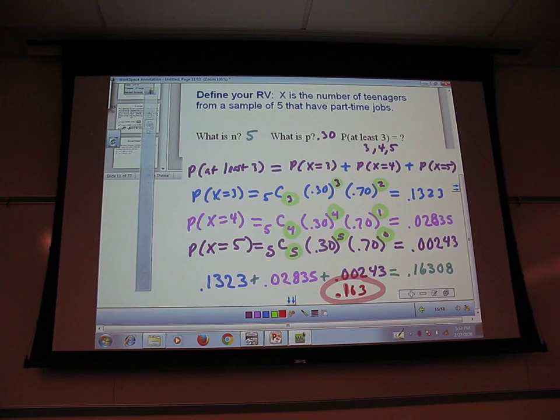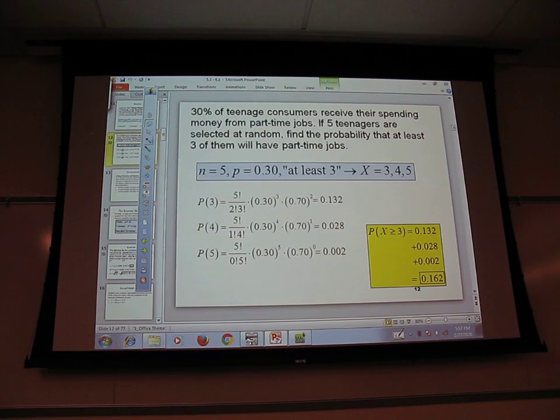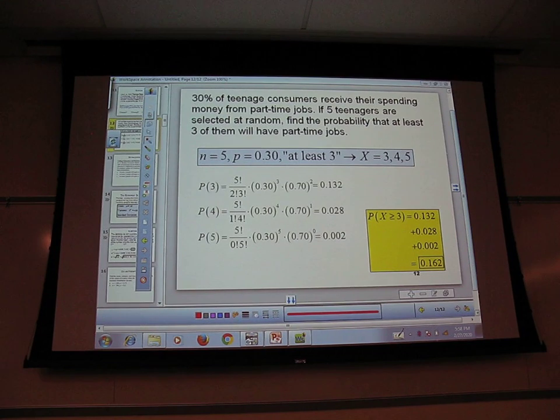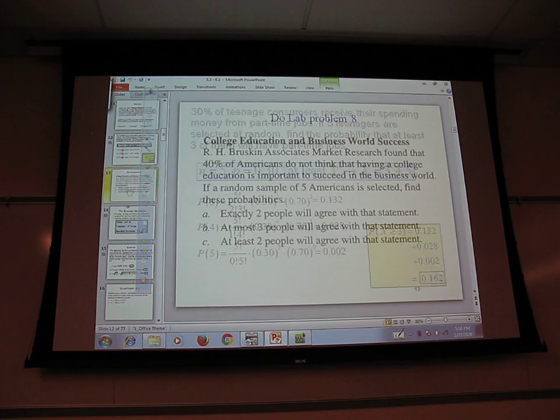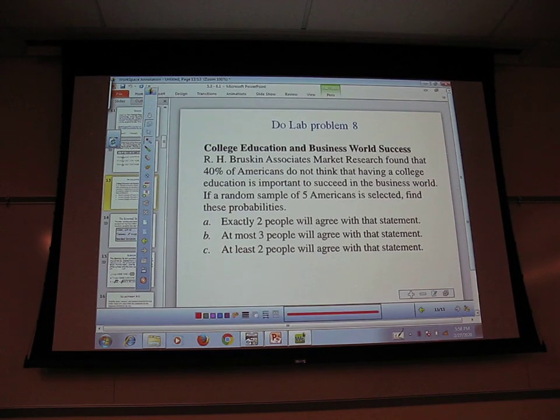All right, now we're going to take a look at, before we take a break. Oh, here it is prettier. It's not much prettier because Rob actually made great use of color. Thank you. We're going to do lab problem number 8.